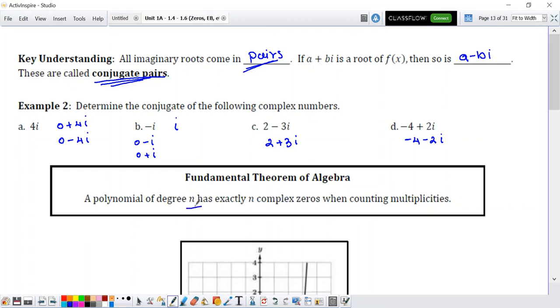Now, a polynomial of degree n has exactly n complex zeros when counting multiplicities. That's what we call the fundamental theorem of algebra, but you don't have to memorize the theorem or anything. You just have to understand that the complex zeros are counted with multiplicity.